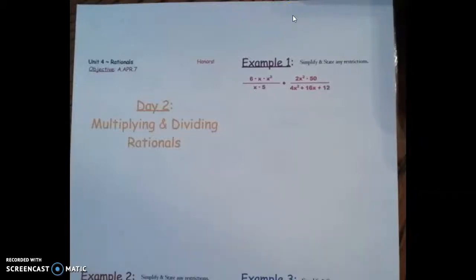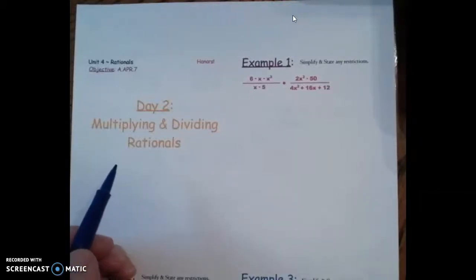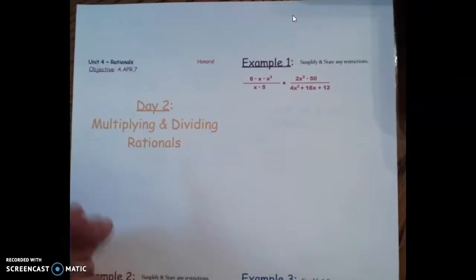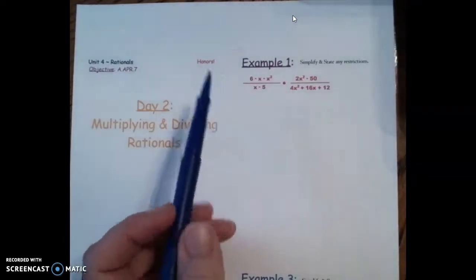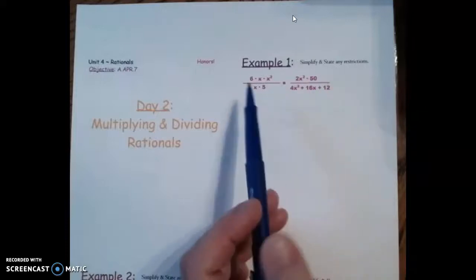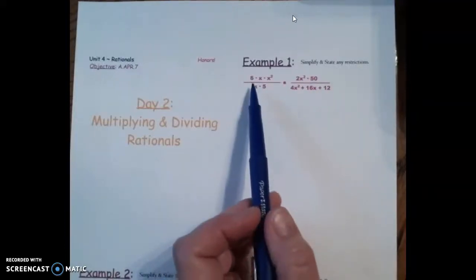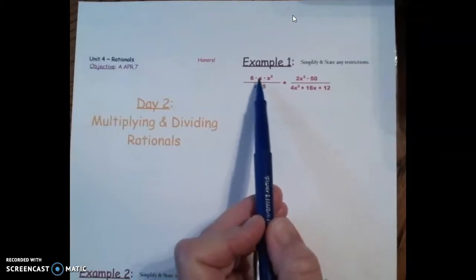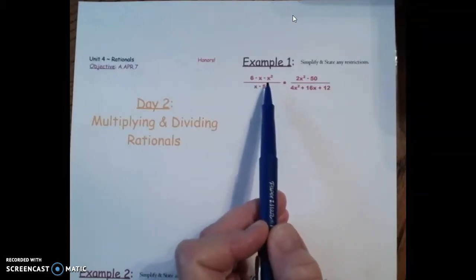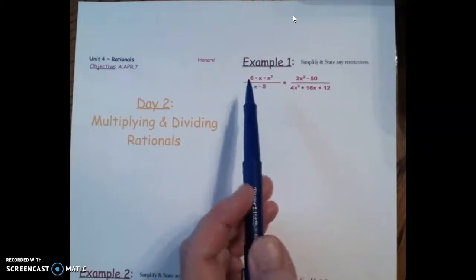On day 2, we are going to work on multiplying and dividing rationals. We will start by simplifying and stating any restrictions with a multiplication problem. So the first thing we need to do in example 1, if you look, our numerator in the first fraction is not written in the correct order.